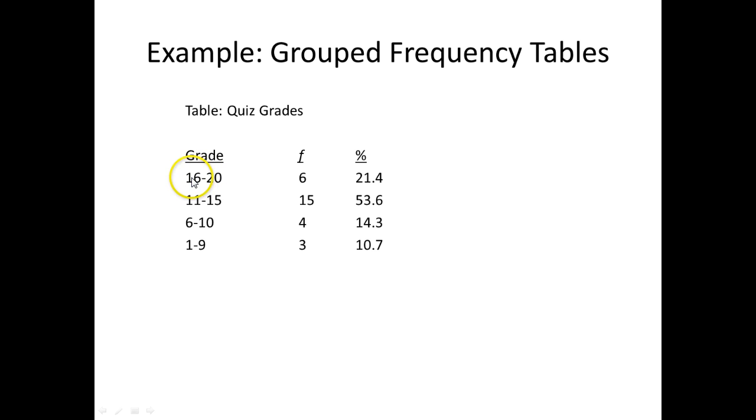Now these interval widths are 5, from 16 to 20, from 11 to 15, and 6 to 10. And as I mentioned in the previous slide, I should be able to divide my score by these intervals.